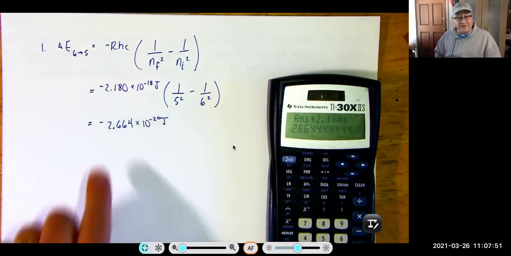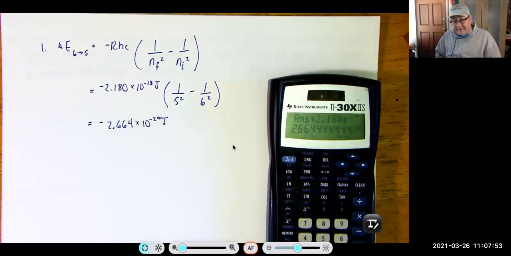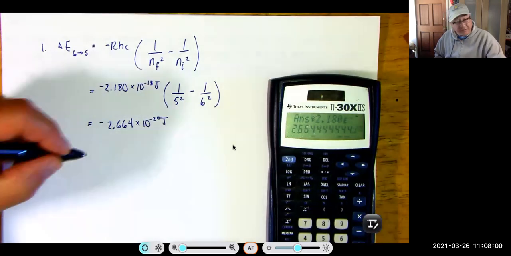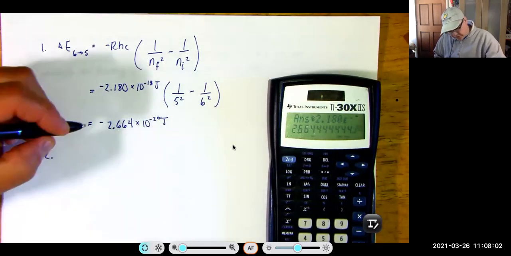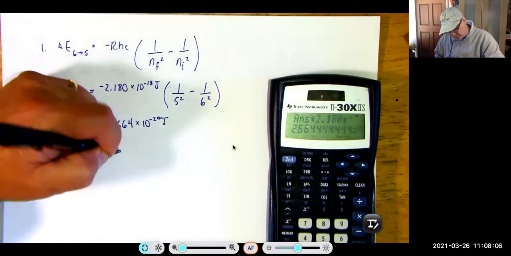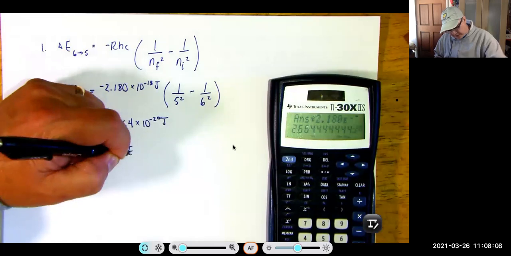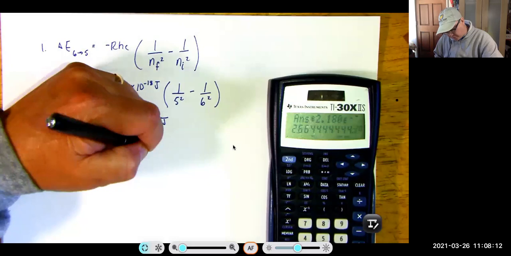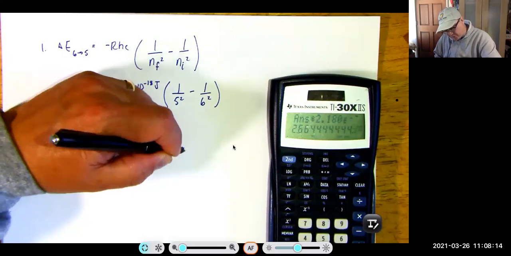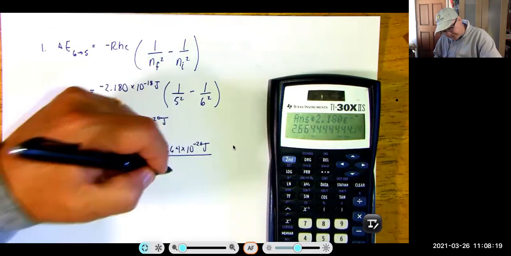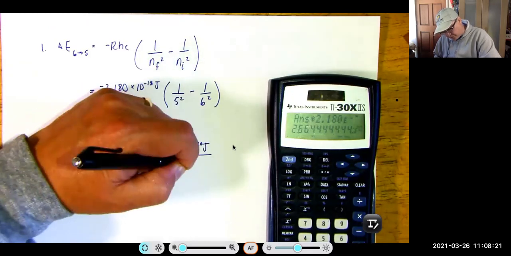And that's a negative value because energy is emitted. And then I'm going to calculate the wavelength, or excuse me, the frequency. So the energy is equal to h nu, which means that the frequency is equal to the energy divided by Planck's constant, which is minus 2.664 times 10 to the minus 20 joules over 6.626 times 10 to the minus 34 joule seconds.